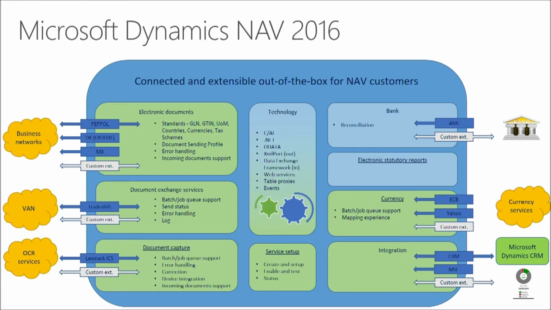So we were able to integrate into AMC and get the bank feeds, and you were also able to send electronic statutory reports. And the boxes in green are the services that we have added during the 2016 release. So we have added automatic currency exchange rates from European Central Bank and Yahoo. You're also able to integrate into CRM and Microsoft Social Listening, so you can get feedback from the users.